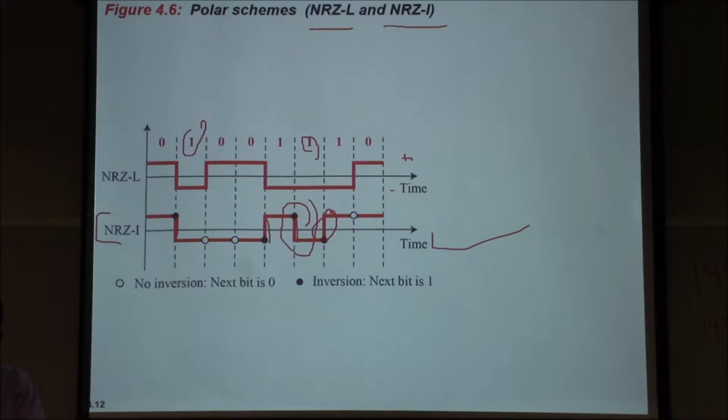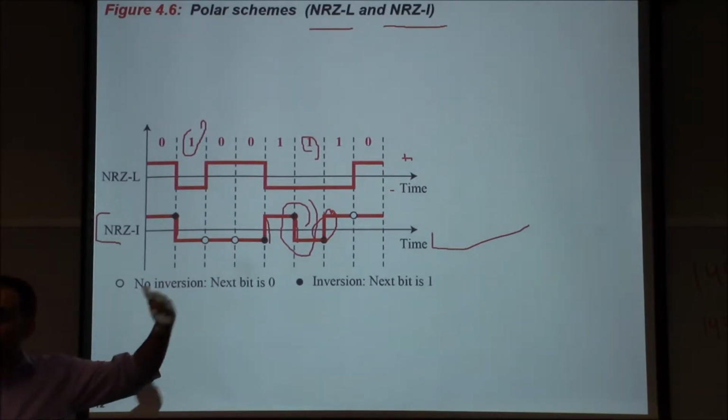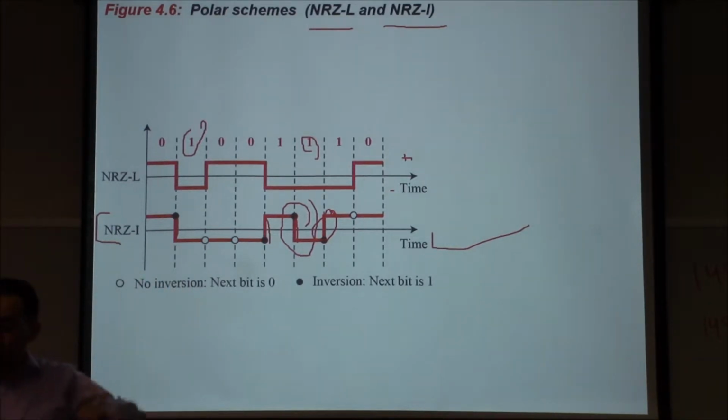Also, the DC component is not that bad as the non-return to 0 level because we are changing polarity for bit 1, right? From positive to negative. But only when you have a long run of 0, DC components will appear. We will see how we will resolve the issues with the non-return to 0 inverted when we talk about scrambling. And we'll see how we will resolve the non-return to 0 level problems when we talk about Manchester and differential Manchester.